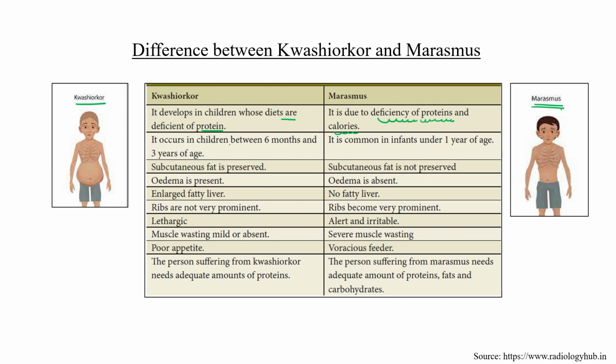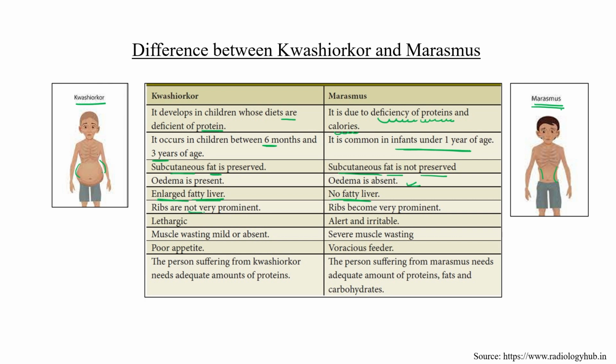Kwashiorkor occurs in children between 6 months and 3 years, while marasmus is common in infants up to 1 year only. In Kwashiorkor, subcutaneous fat is preserved, while in marasmus subcutaneous fat is not preserved. You can see the picture and compare. Here fat is there; fat is not present in marasmus. In this, edema is present; in marasmus, edema is absent. In Kwashiorkor, an enlarged fatty liver is a significant feature. There is no fatty liver in marasmus.